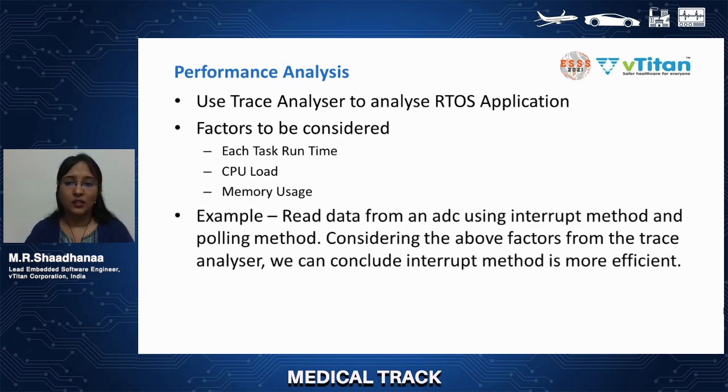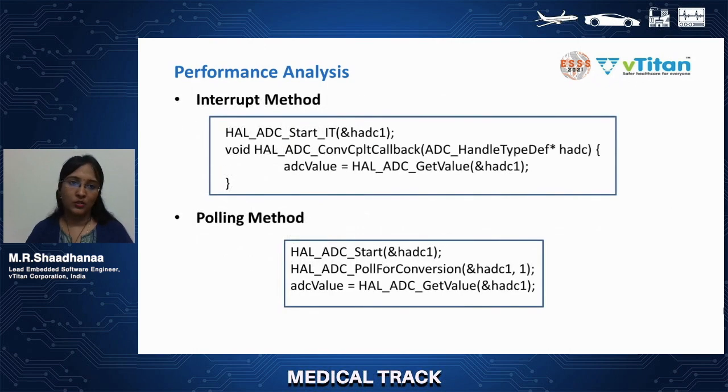I used an ADC with the interrupt method and the polling method, and using trace analyzers, I was able to find out that the interrupt method was more efficient when I used almost 15 or 16 tasks along with this ADC task. So how did I find out? This is the code which I used for the interrupt method and polling method, wherein I just start the conversion for the ADC, and once it completes, I read the data.